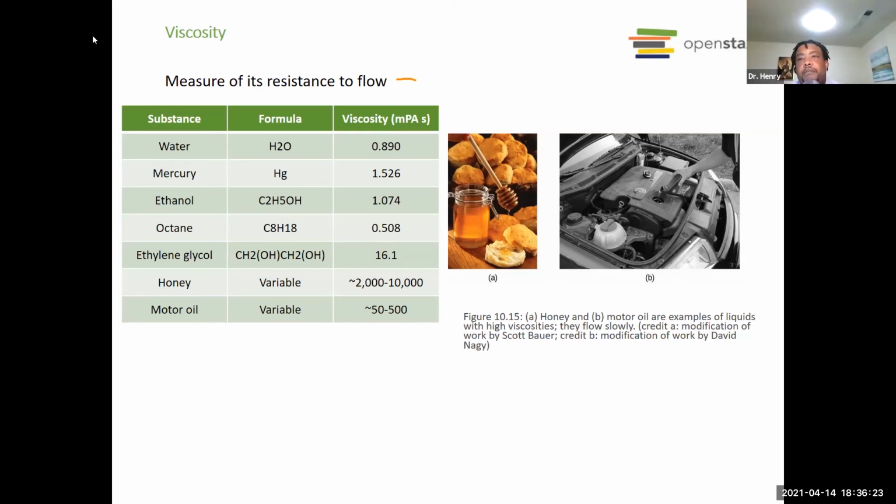So if we compare the viscosity of honey to the viscosity of motor oil, honey is about 2,000 to 10,000. It's going to vary, because honey has those sugar chains, and it has some proteins and things like that. Because of all of those different interactions, it's nice and sticky.